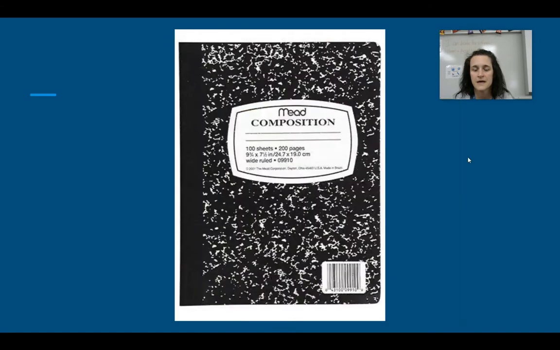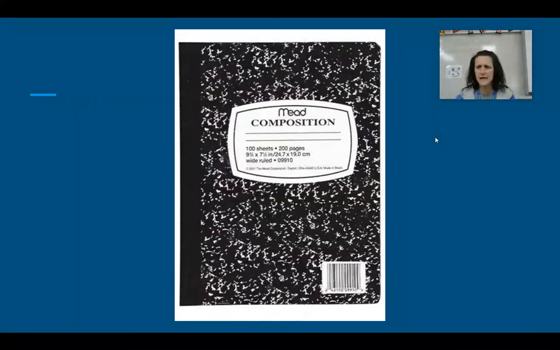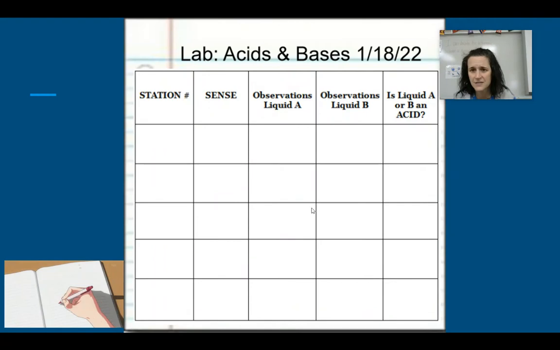Okay. We're going to be doing a lab, like I said, in our composition notebooks. Since you can't do the lab, right, there's going to be lab stations here today, and they're going to do some observations and decide if things are liquids or different things are acids or bases, that sort of thing. Since you don't have equipment, you want to stay up with the class and learn about acids and bases.